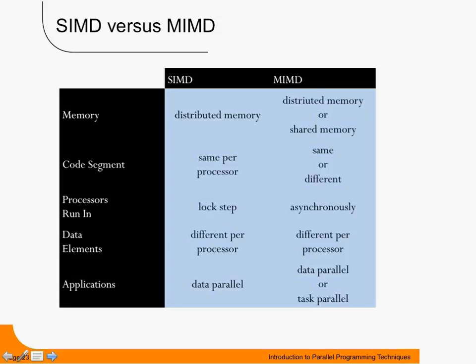So SIMD is mostly for data parallel applications where you have a lot of data and you want to perform the same operation at a particular time period. While MIMD can be data parallel too, where I have the data and I want to operate the same instruction, or I have multiple functions and I want to run the multiple functions simultaneously. So yeah, parallel.